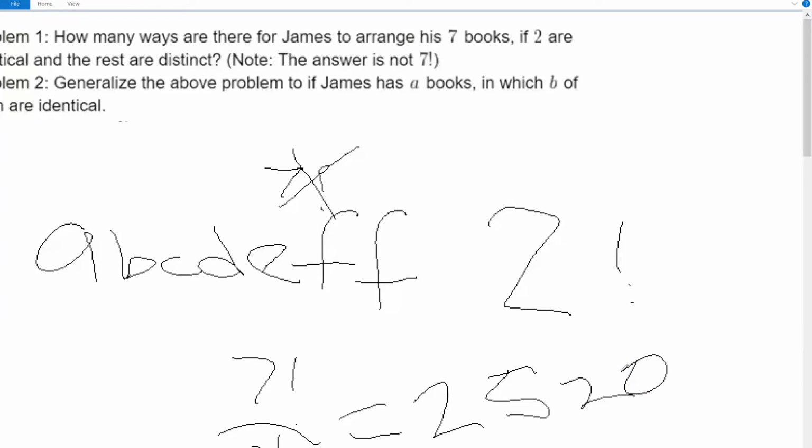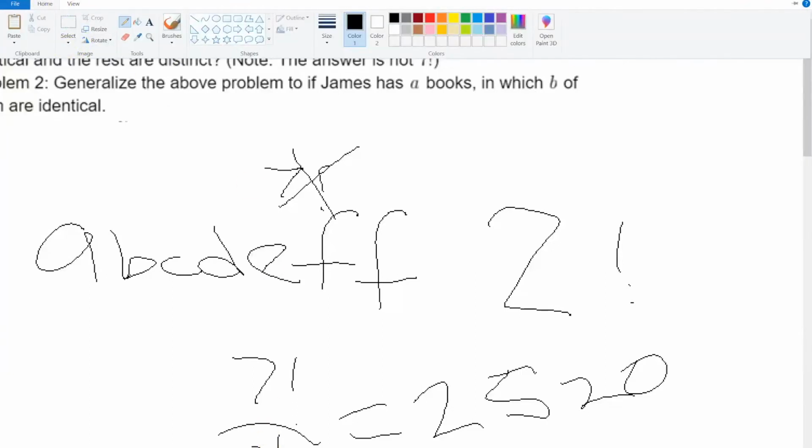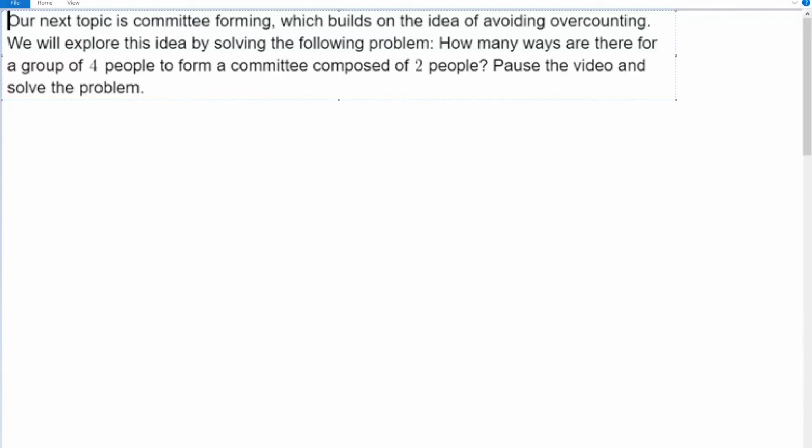This process is known as accounting for overcounting and is a fundamental counting technique, so please make sure to fully comprehend this idea. Our next topic is committee forming, which builds on the idea of avoiding overcounting. We will explore this idea by solving the following problem. How many ways are there for a group of 4 people to build a committee composed of 2 people?